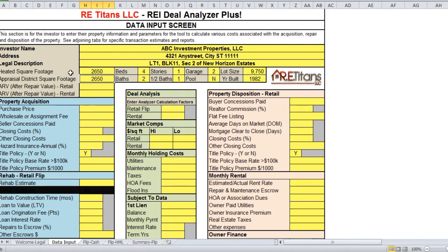You will note there are two fields for entering the square footage: heated square footage and appraisal district. This is an issue we see investors sometimes get tripped up on when working in certain areas, especially with homes under the jurisdiction of city municipalities.